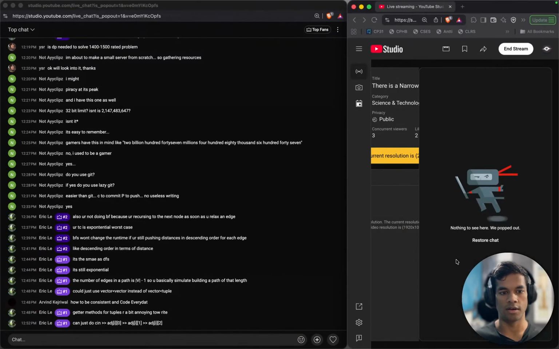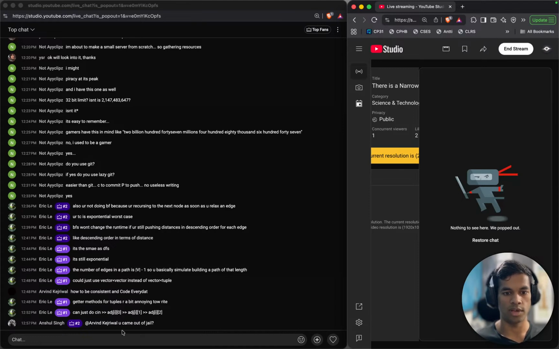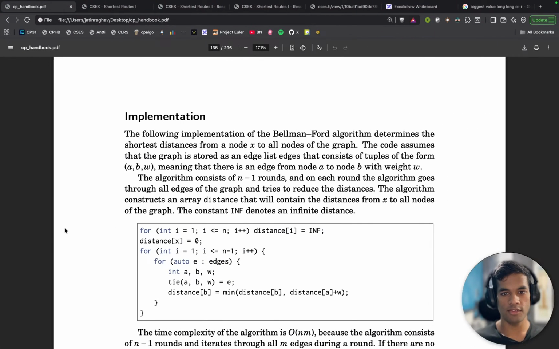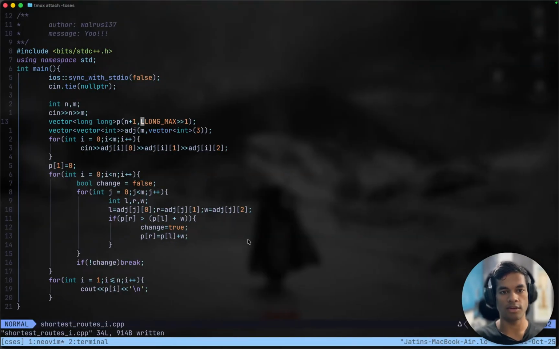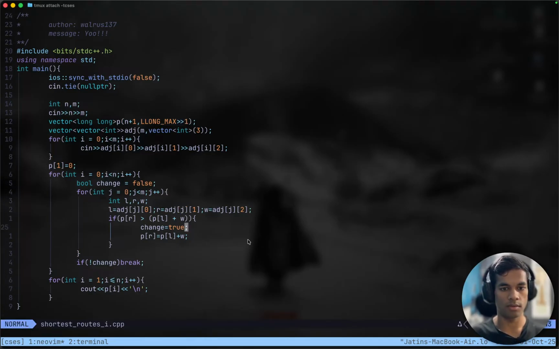And yes, does this make sense? Came out of J. That is a nice joke. And if Eric, you are still here, does this make sense? Instead of taking long max, I'm taking long max divided by 2, because when we do plus here, this might mess things up, right? Because if this thing is long max and P is storing long values, and we add w, it will overflow. So I think this thing should make sense, or there might be some better way to do this also.